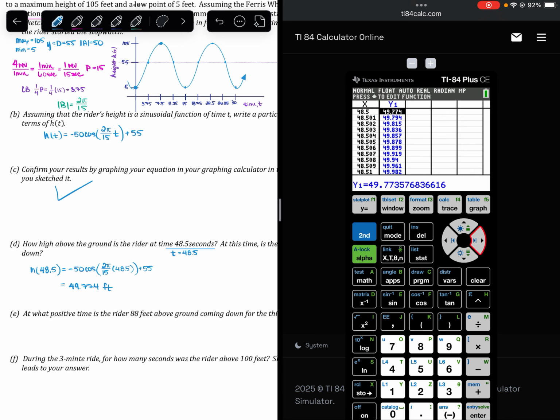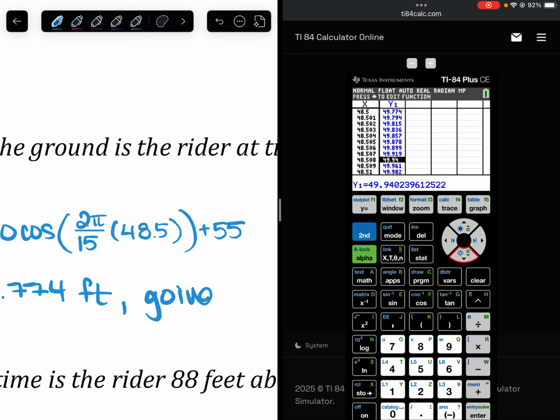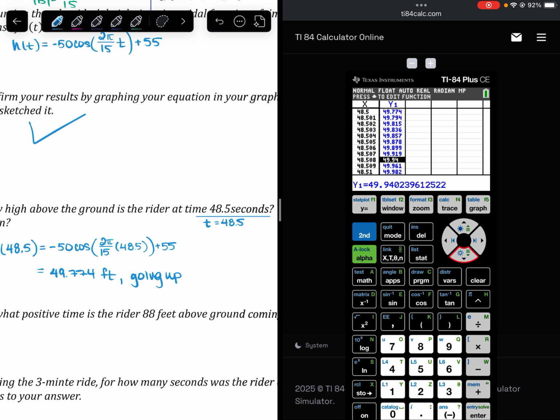So there's our height. We can see the 44.774-ish. And if I look at the next height, it's 0.79, then it's 0.8, and at 0.9, and so forth and so on. So those heights, they're not getting bigger very quickly, but they are getting bigger. So he is at this height, and he is going up.